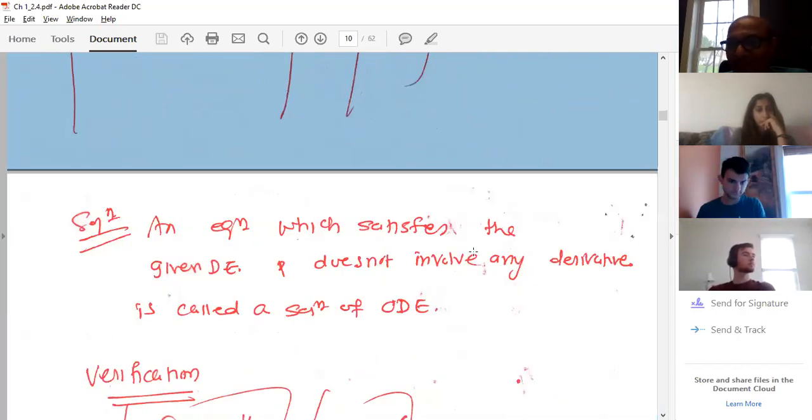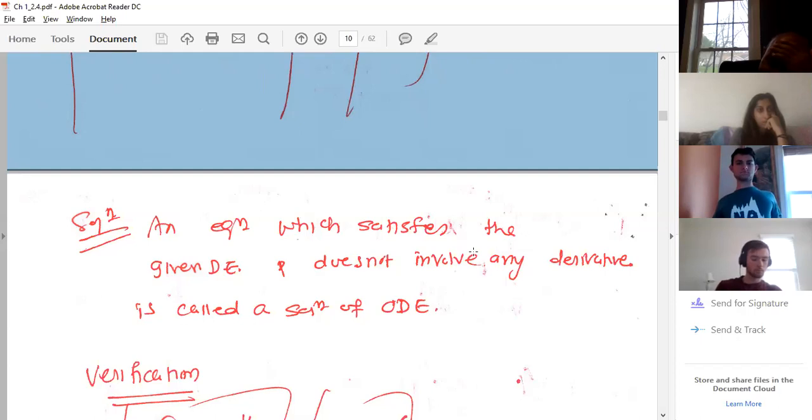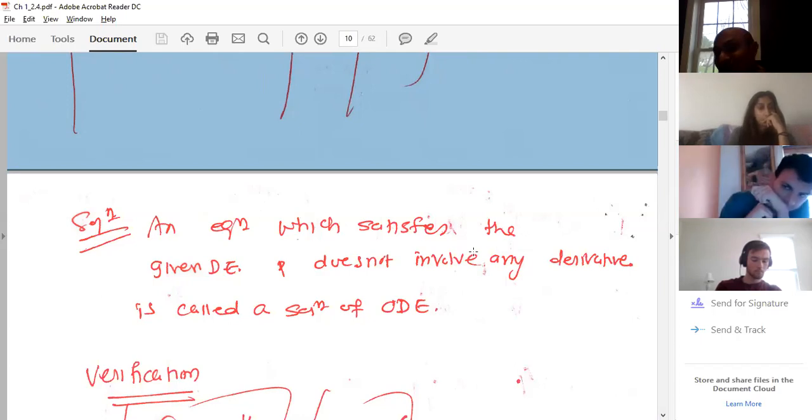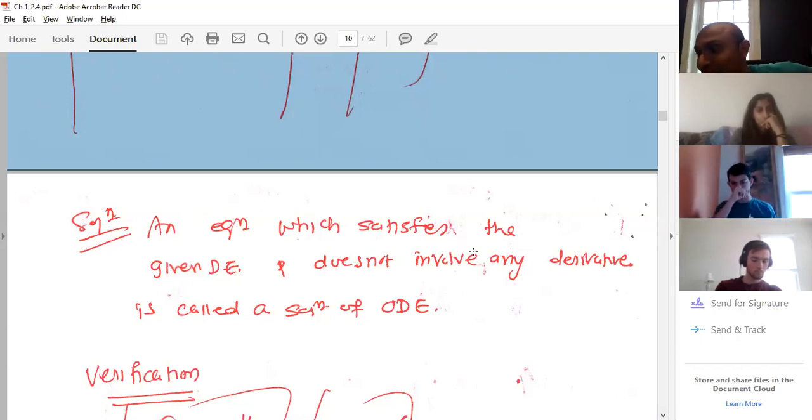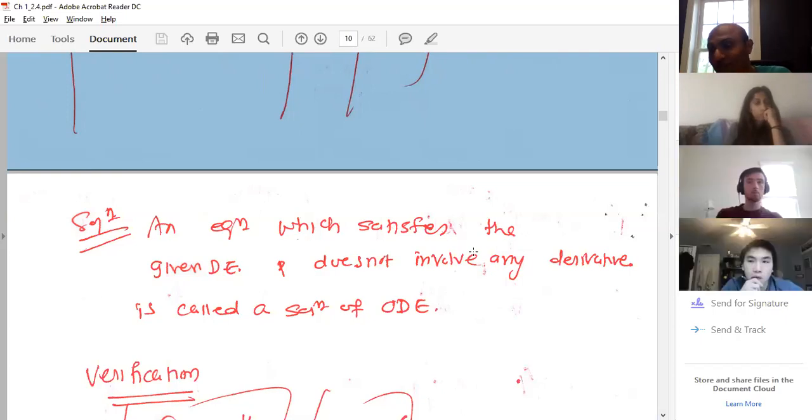Okay, let's move to the next part, guys. Solution of the differential equation. A solution of the differential equation means a function which satisfies the given differential equation and does not involve any derivative, because you are looking for the solution. If the equation is dy by dx plus 2y equal to 3, then you are looking for y, which means you want to remove that derivative part. It has to be free from derivative. So whatever function you get at the end of your solution must satisfy the given differential equation. You could plug it back.